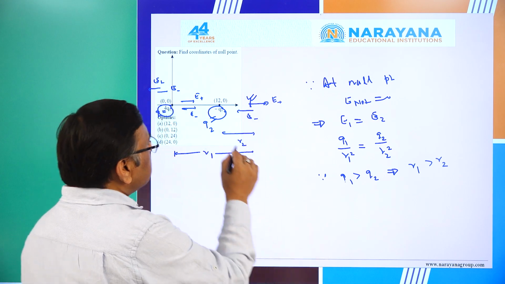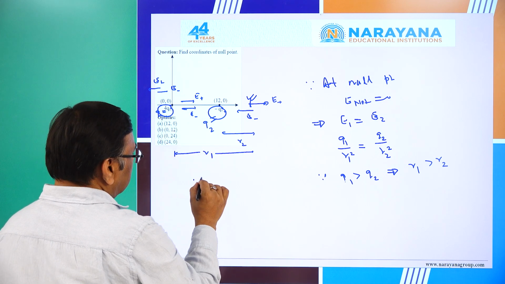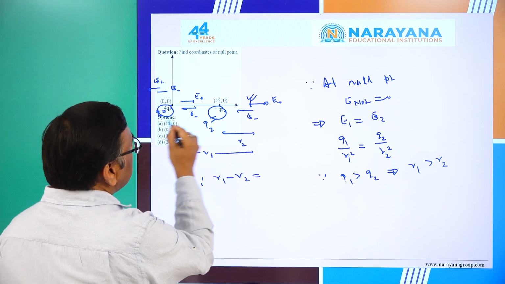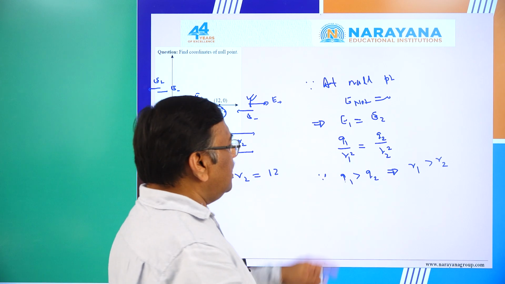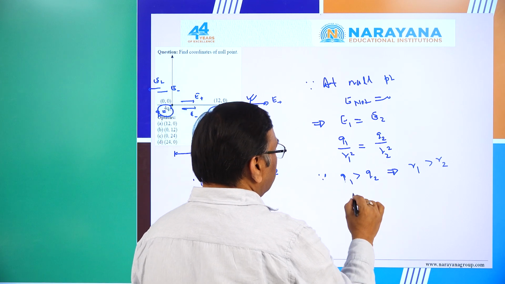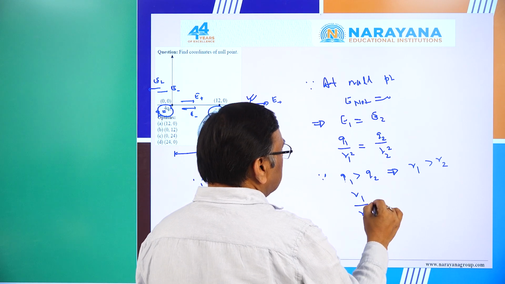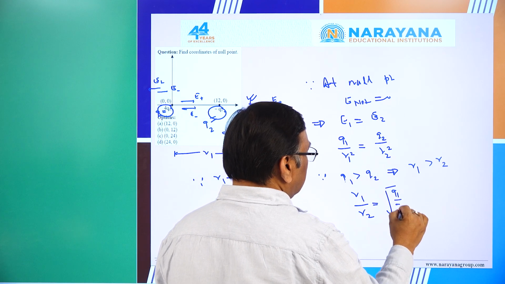So if I write this distance, what we can write now, R1 minus R2 is going to give you, here in the question it is given, R1 minus R2 is 12, and here we can say R1 upon R2, in the question you can find from here also, R1 upon R2 is equal to under root of Q1 upon Q2.